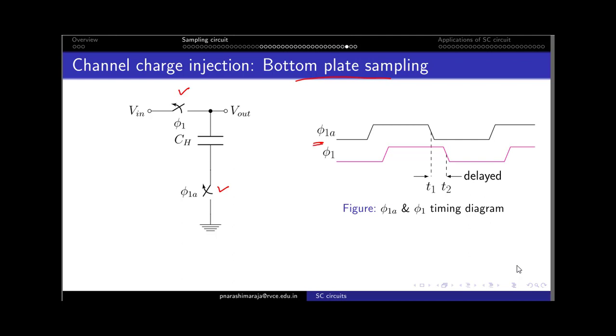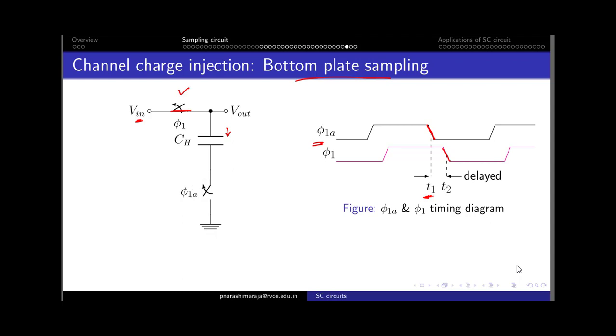So clearly it states that the phi 1A switch in general turns off much earlier than this particular switch. What I really mean here is, let us assume that for time t equal to t1, this switch is closed, and just before this time t1 even this switch would be closed. So right now it is the time in which I'm sampling my input onto this capacitor CH. The moment I reach the value of t1, this switch turns off.